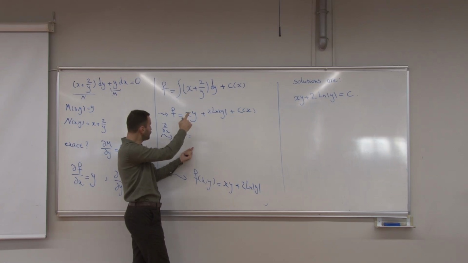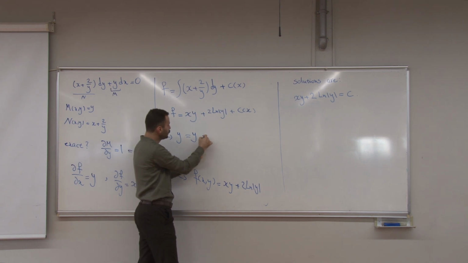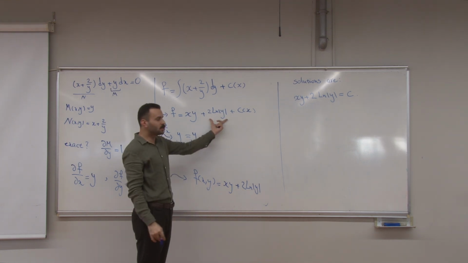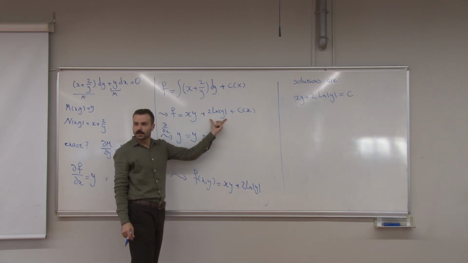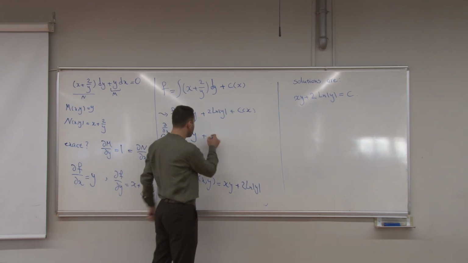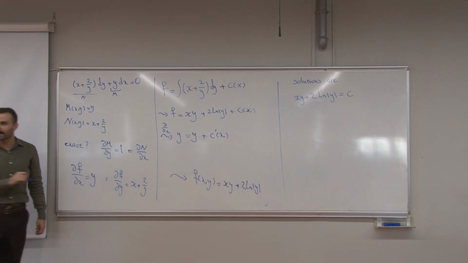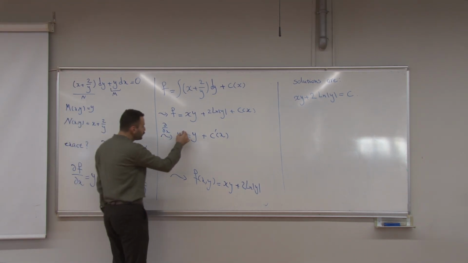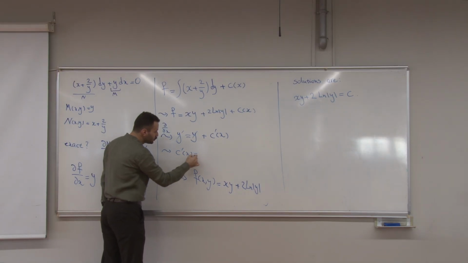xy's derivative, and we are assuming that y is just a constant. So it is just going to be y plus, from this expression, if you take derivative with respect to x, what will we get? 0 plus c prime of x. What do we have here now? This y and y cancel. So what I have is this c prime of x is equal to 0.